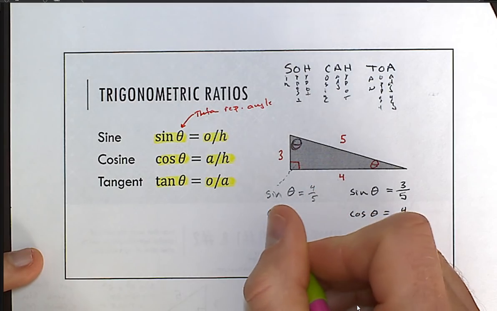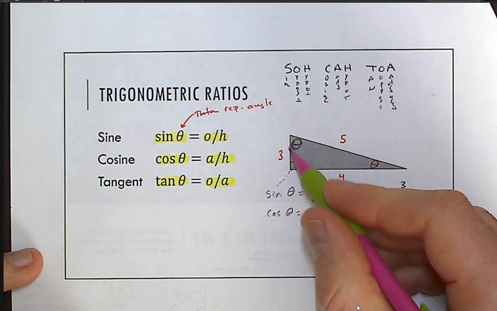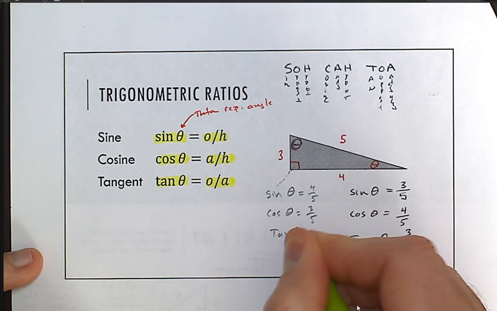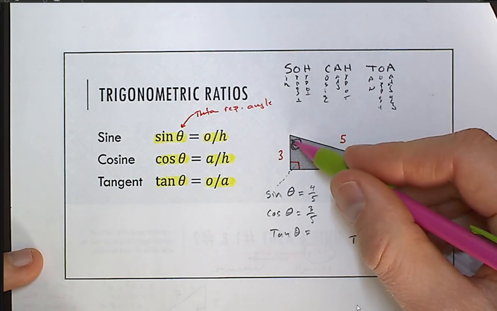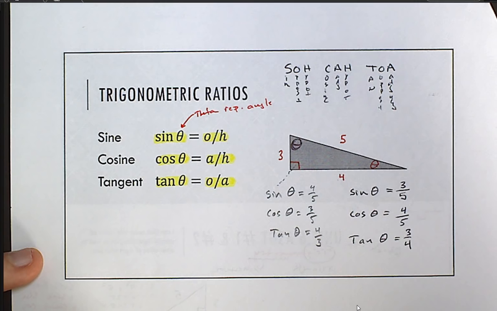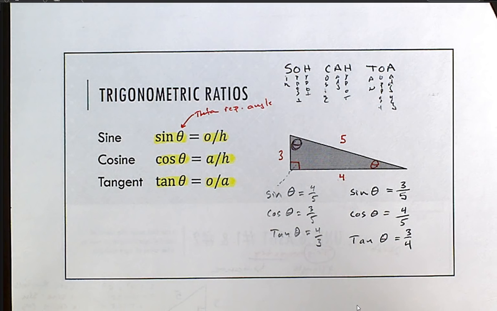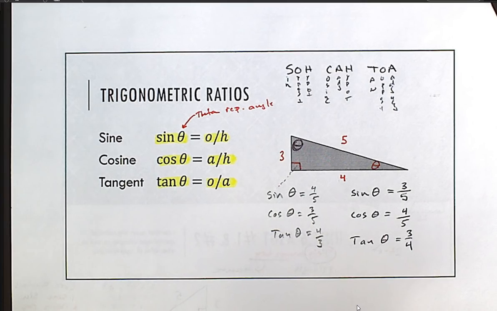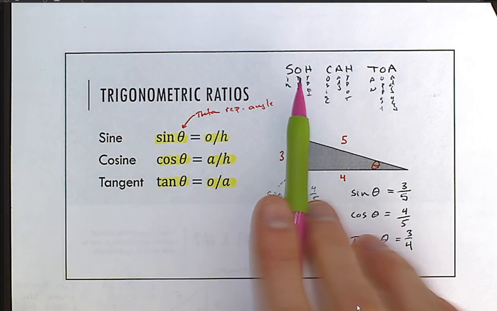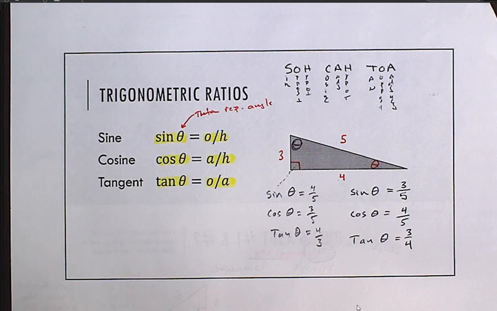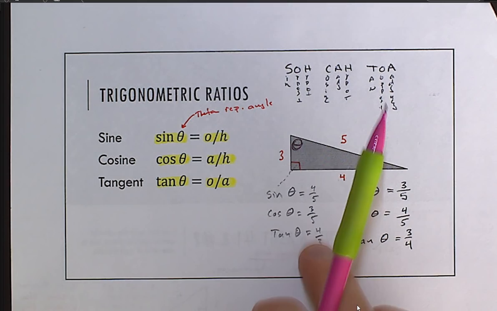Cosine of theta would be adjacent over hypotenuse, which is 3/5. And tangent of theta is going to be opposite 4 over adjacent 3, so 4/3. Okay? And so that's just some real basic trig ratios that are always going to hold true. So hopefully you can remember SOHCAHTOA, and hopefully you remember some basic values or ratios from right triangles. All right? We're going to use these in some of the examples in a little bit.